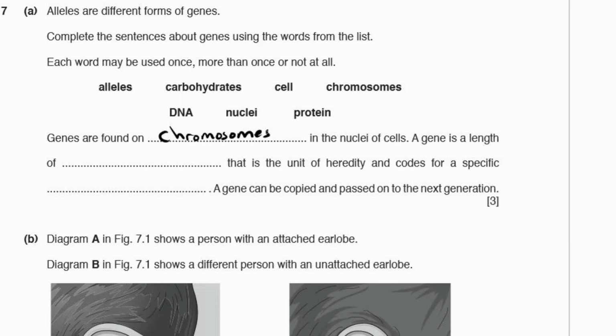So a gene is a length of DNA that is the unit of heredity and codes for a specific protein. So every gene codes for a protein. A gene can be copied and passed on to the next generation.